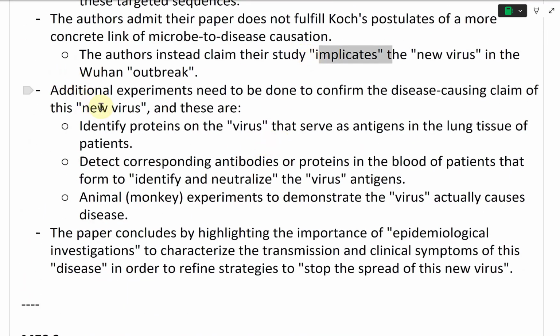Going further, additional experiments need to be done to confirm the disease-causing claim of this new virus, and these are: identify proteins on the, quote, virus that serve as antigens in the lung tissue of patients, and detect corresponding antibodies or proteins in the blood of patients that form to, quote, identify and neutralize the, quote, virus antigens. So go look in the blood and look at antigens in the lung tissue. And animal, or particularly monkey, experiments to demonstrate the virus actually causes disease.